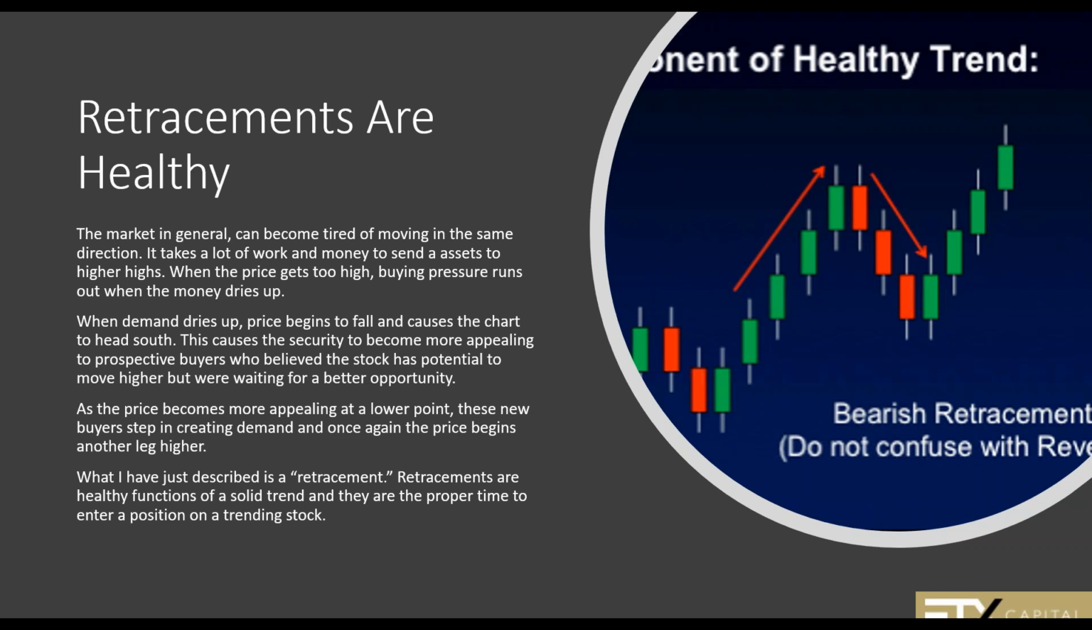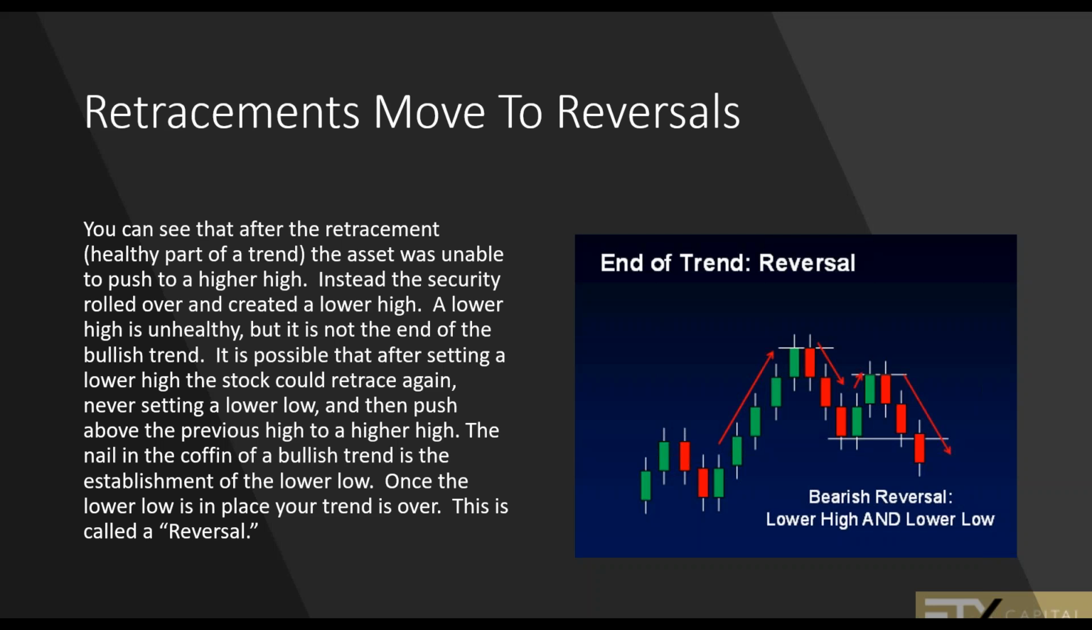So what I've just described is the classic retracement. Retracements are kind of easy to understand and they're easy to see. The hardest thing is having to learn to believe in that trend and believe that these retracements are healthy parts of a trend so that you don't panic. But as you can see, after the retracement, the asset was unable to push to higher highs. And it all comes down to making higher highs and higher lows, because a retracement can turn into a reversal when that asset is not able, when it comes out of the retracement, to hit a higher high.